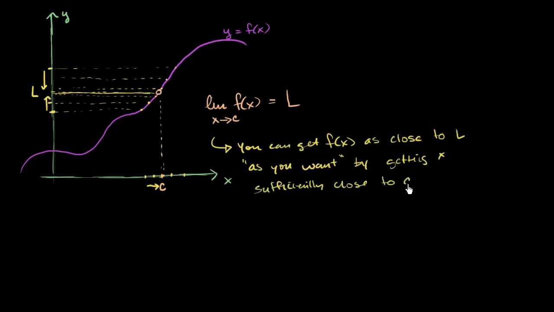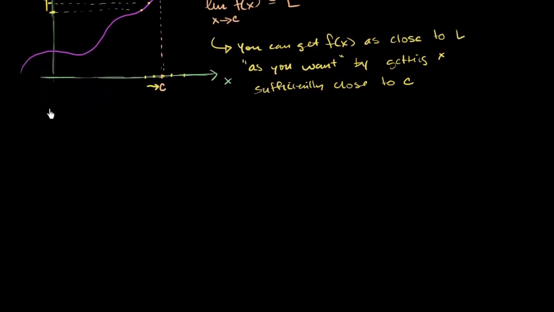to c. So another way of saying this is if you tell me, hey, I want to get my f of x to be within 0.5 of this limit, then you're telling me if this limit is actually true, you should be able to hand me a value around c that if x is within that range, f of x is definitely going to be as close to L as I desire. So let me draw that out to make it a little bit clearer, and I'm going to zoom in.